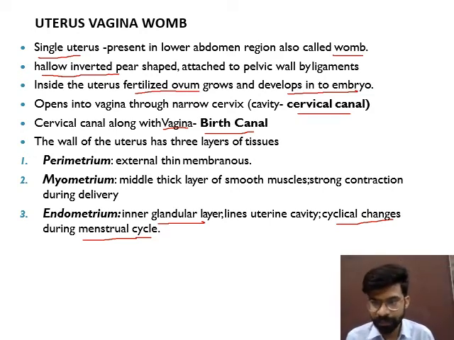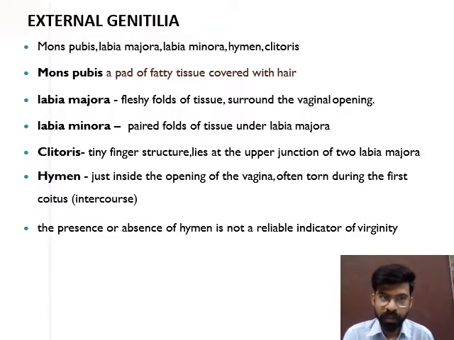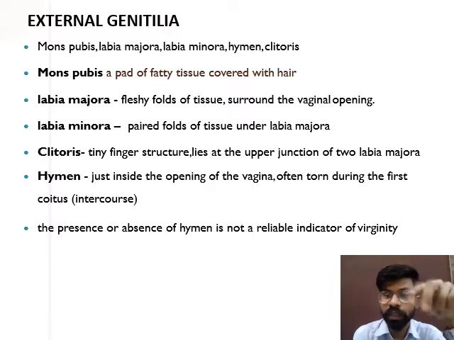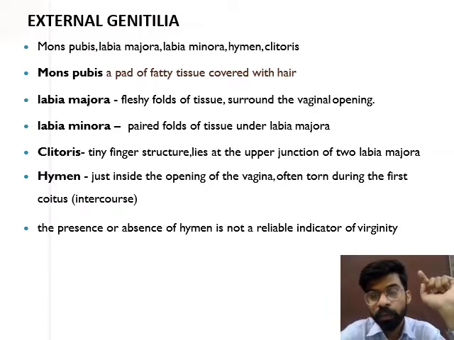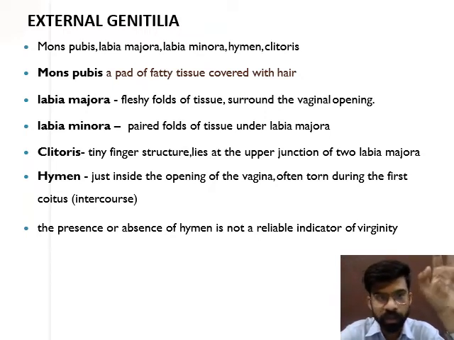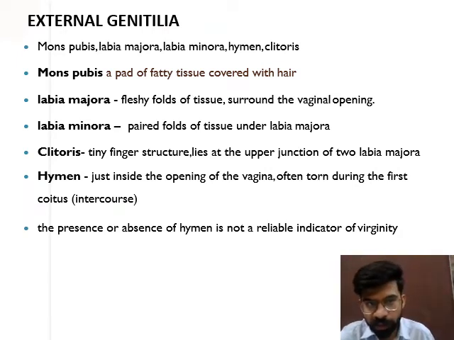So next, the external genitalia. The external genitalia contain the mons pubis, labia majora, labia minora, hymen and clitoris. This is covered in the first slide of part 2. What is mons pubis? Mons pubis is fatty tissue covered with hair. The female external genitalia contain a fatty tissue covered with hair, known as mons pubis.